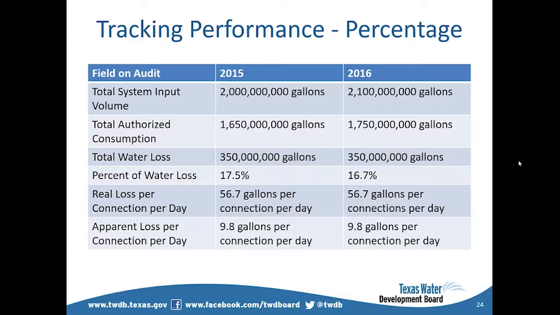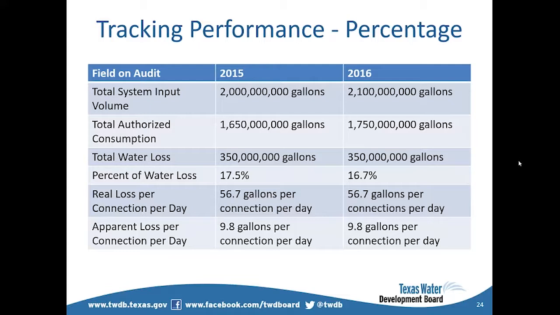And then take, for instance, in 2016, since we want to track, we're going to do our 2016 audit, and take, for instance, that nothing changed with the utility. They produced 2 billion, sold 1.65 billion, except for one thing. They had one new customer come into the system, and they produced 100 million gallons and sold 100 million gallons to that customer. So if you do the calculation for water loss, that is 350 million gallons. But if you do the calculation for the percent of water loss, or water loss percentage, it's 16.7%.